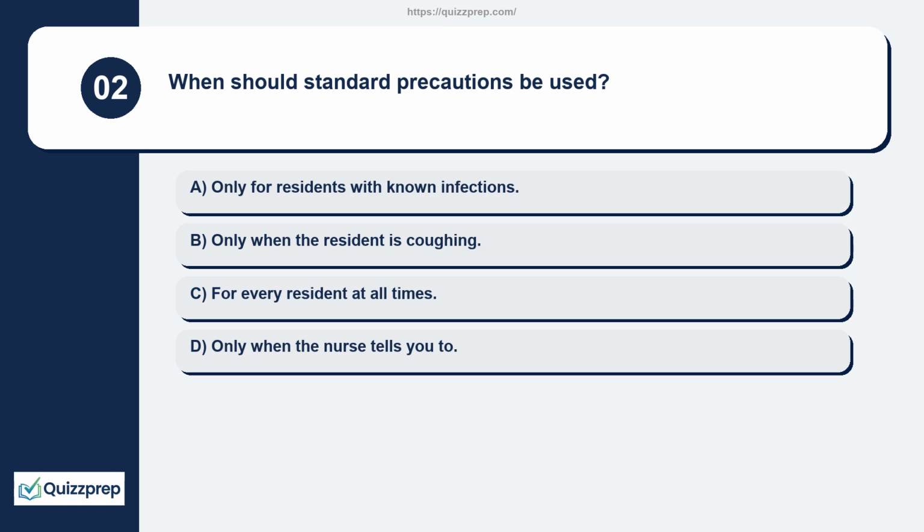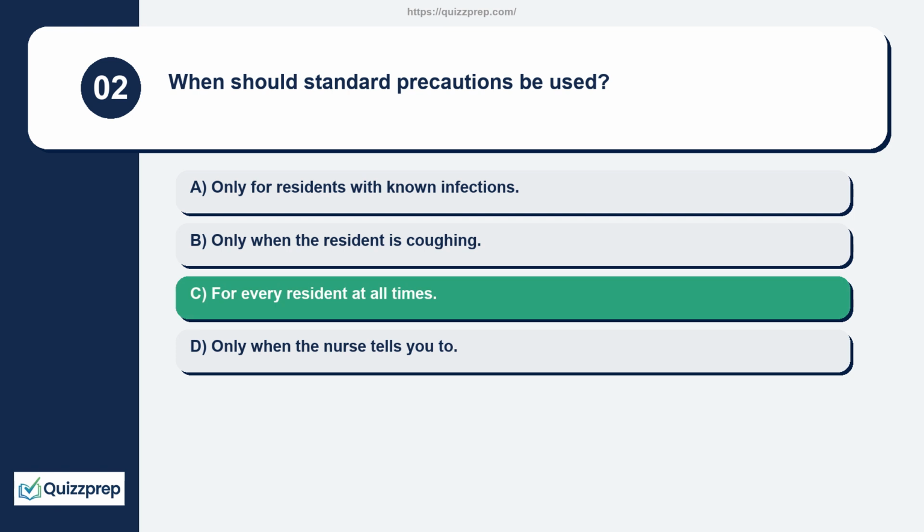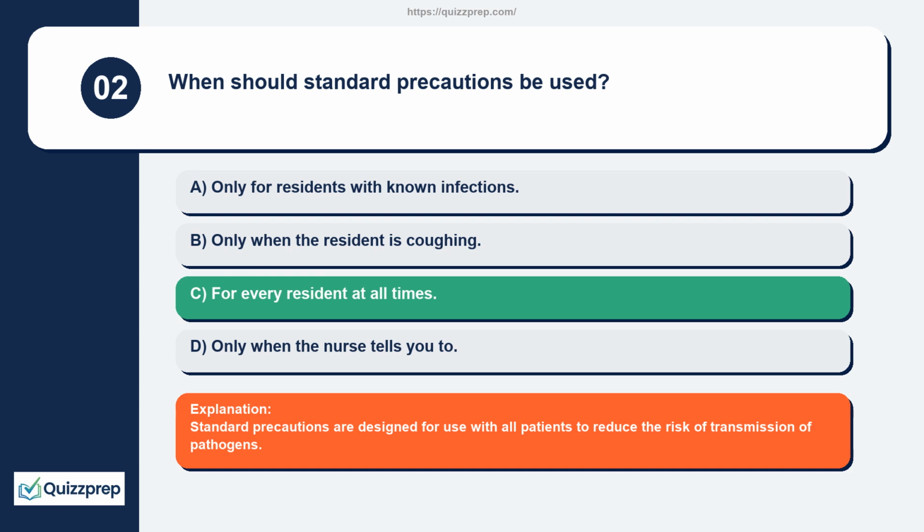Question 2. When should standard precautions be used? Only for residents with known infections. Only when the resident is coughing. For every resident at all times. Only when the nurse tells you to. Standard precautions are designed for use with all patients to reduce the risk of transmission of pathogens.